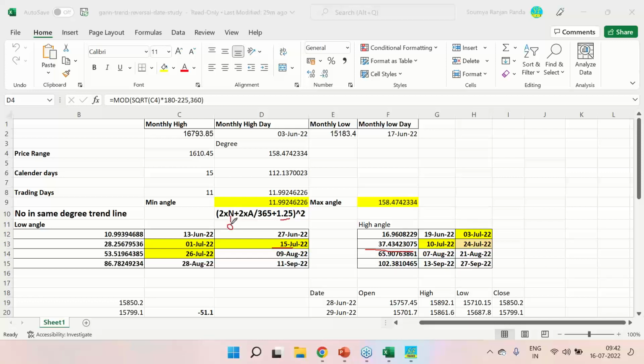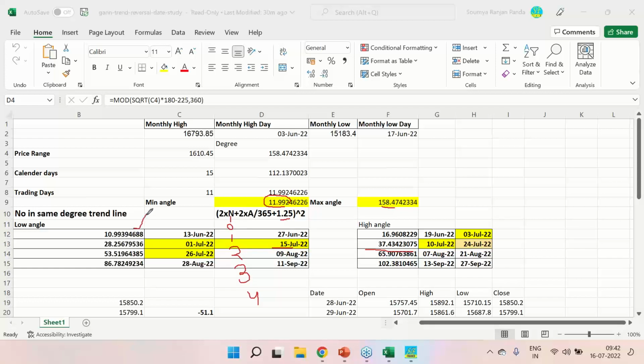n should be 0, n should be 1, n should be 2. When you want the first number, n is 1, second number 2, third number 3, zeroth number is 0, and for the fourth number, n should be 4. What is a? The lowest angle or highest angle. If we are taking 12 degree as the lowest angle, a will always be 12. When we are taking 158 degree, a will always be 158. Only n will change from 1, 2, 3, 4, 5.